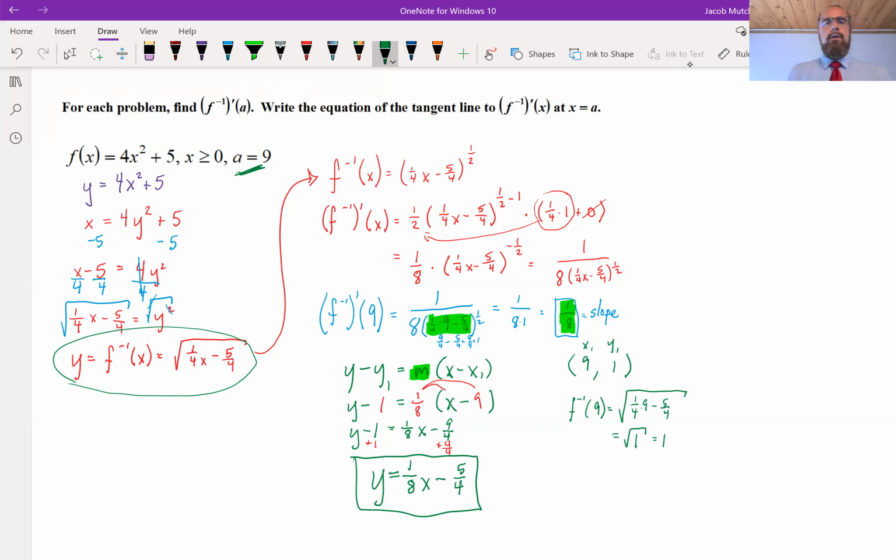What we've written is the equation of the line tangent to the inverse of f of x at x equals 9.